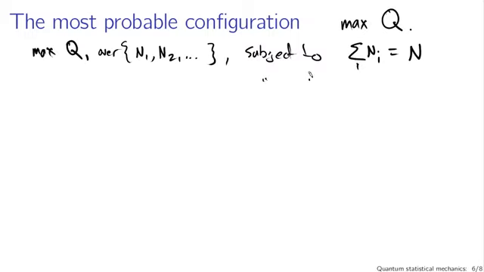We also have to maximize Q subject to an energy constraint, namely that if I sum over i of the energy of the ith state times the number of particles in the ith state, I have to get the total energy in the system. This is an expression of conservation of energy. This is an expression of conservation of particles. If I can make that maximization, I will have my answer.